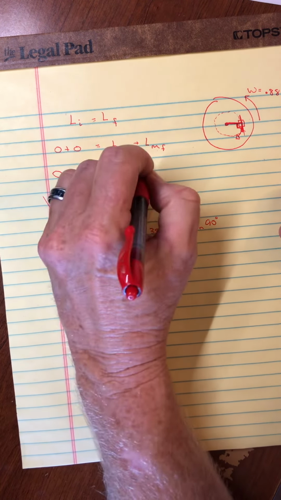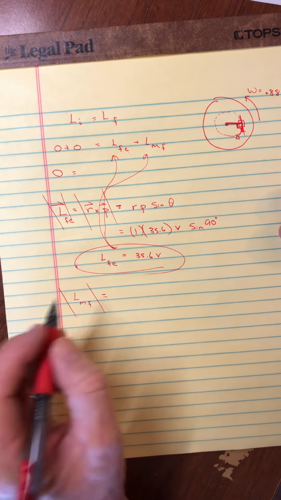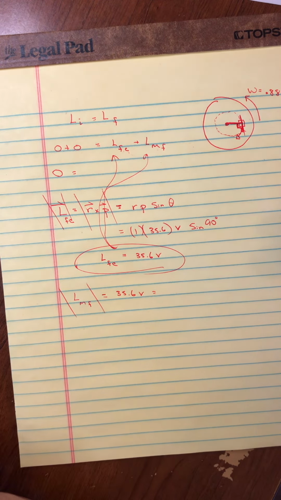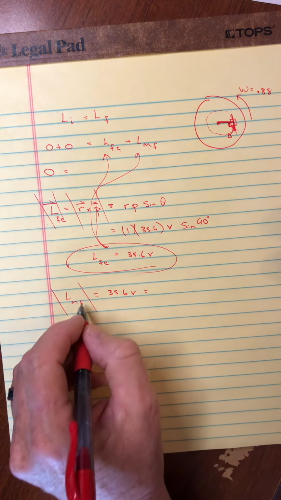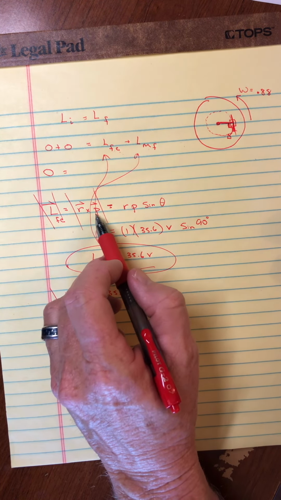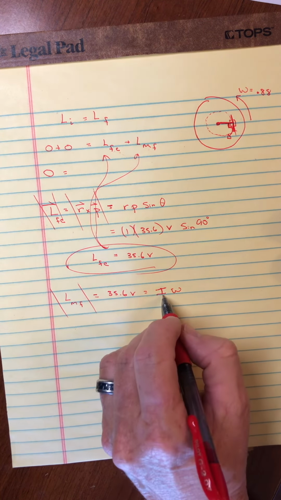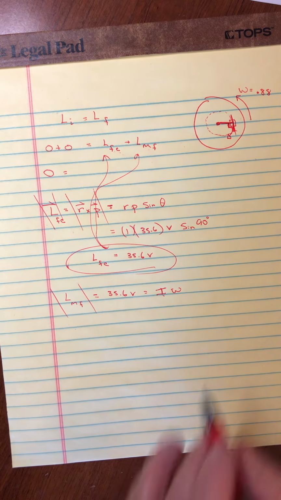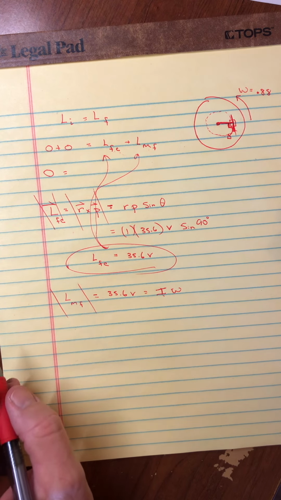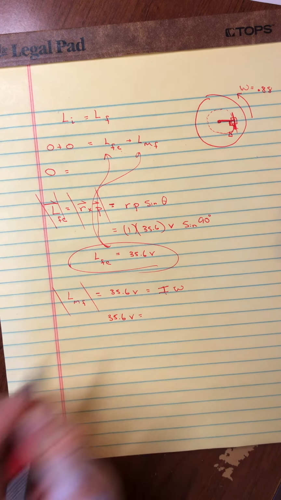And then the angular momentum of the merry-go-round, at least in magnitude, must be this 35.6 V. And in this case, I'm going to write the angular momentum a little bit differently. Instead of R cross P, because I don't have a single point object, I have a continuously distributed object, and that's where the moment of inertia comes into play. I can go moment of inertia times its angular speed. And again, we're looking for this unknown V of the child.